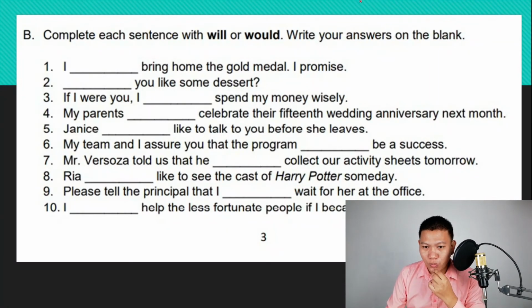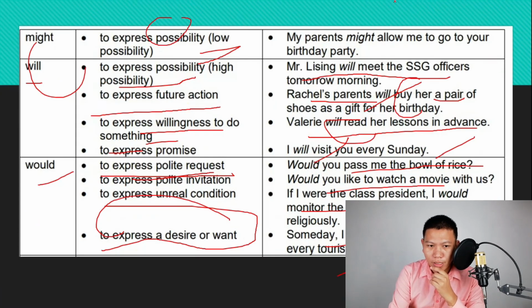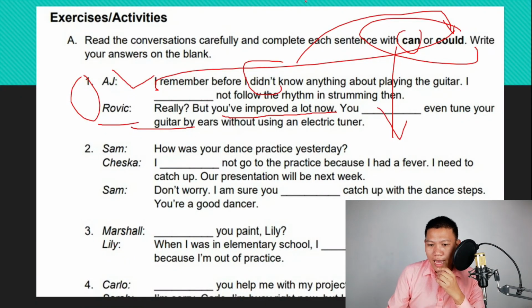Complete each statement with will or would. So let's recall. Will, high possibility, future action, willingness to do something, express promise. Would, polite request, express polite invitation, express unreal condition, to express a desire or want. Okay. How was your dance yesterday? I blank not go to the practice because I had a fever. I need to catch up. Our presentation will be next week.